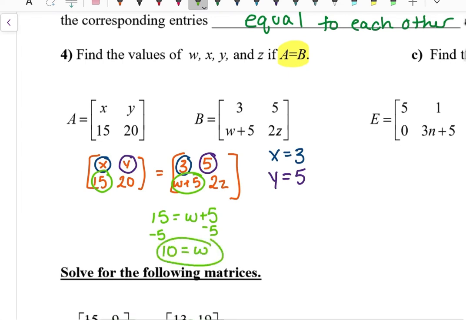Done with that. And we still got one more. We got 20 and 2z. So I'm going to do 20 is equal to 2z. Then I'm going to divide by 2. And I get 10 is equal to z.